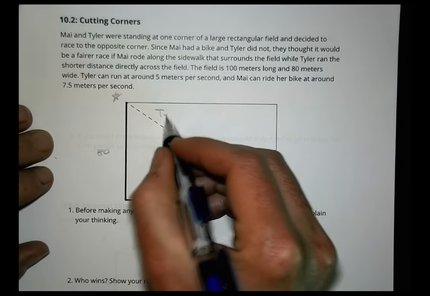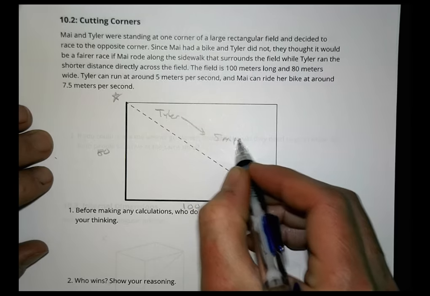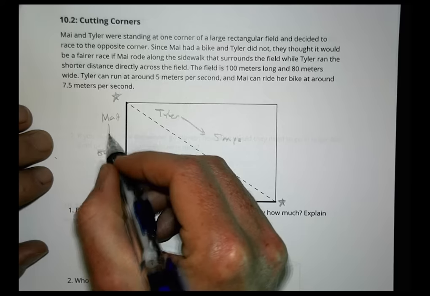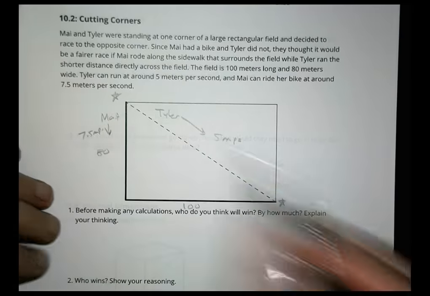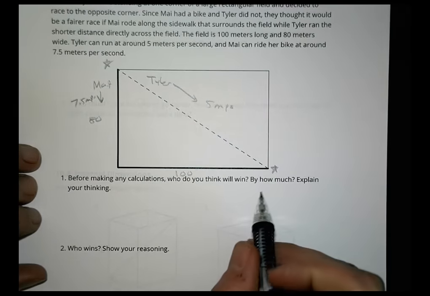So Tyler's going to go this way. He's going to go 5 meters per second. And then May is going to go this way, and she's going to go 7.5 meters per second. So before you make any calculations, who do you think is going to win?